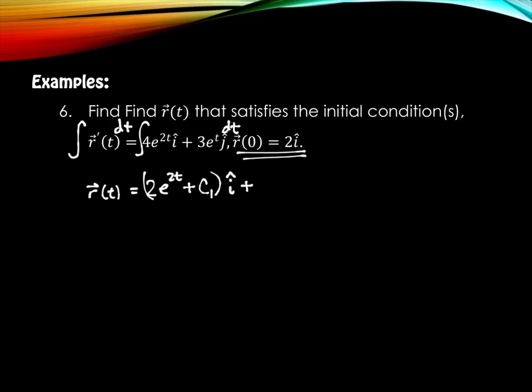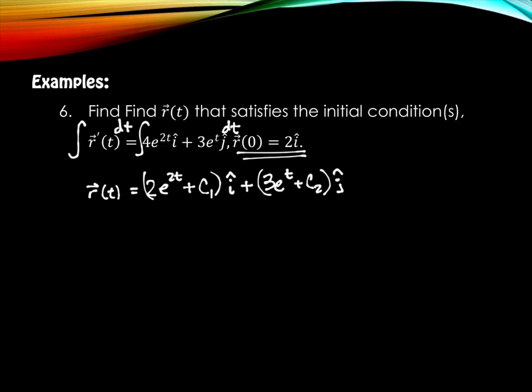And then what is the antiderivative of 3e to the t? It's itself. It's 3e to the t, one of those ones. And then I need plus c2. And this is j. So this is what we would have done on problem number 4 above. We would have just stopped here and we would be done. We'd have the c1 and the c2 written here, and that's it.